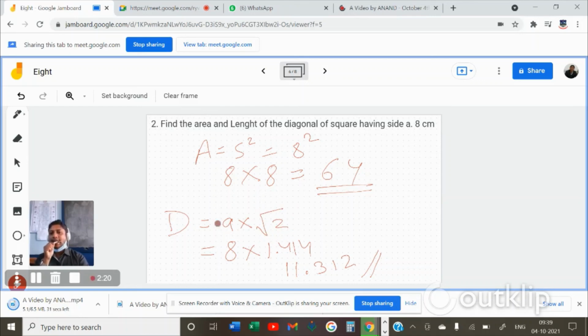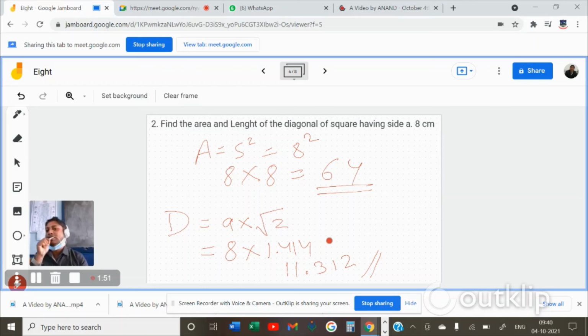Now A is my side. So what was my side given in the question? 8. So my 8 centimeter. So I have written A as 8 into, now root over 2, the value of root over 2 is given in a question in your book. What is it? Yeah, 1.414. See here. So I just have to multiply 8 into 1.414.